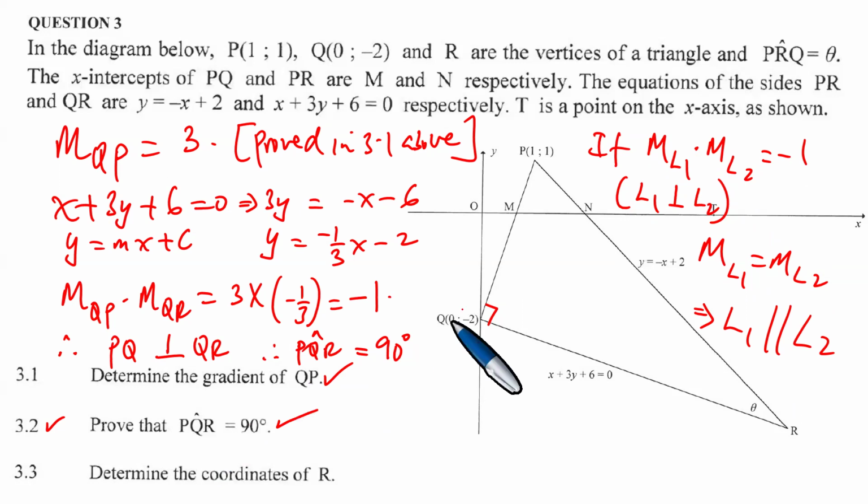Because here we have to prove that the angle PQR is 90 degrees. How do you prove it? You just need to prove that the gradient of this times the gradient of that is -1. The gradient of QP is 3 already, we got it. But the gradient of QR is -1/3. Therefore, if you multiply 3 and -1/3, you get -1, and that's the answer. Next point.